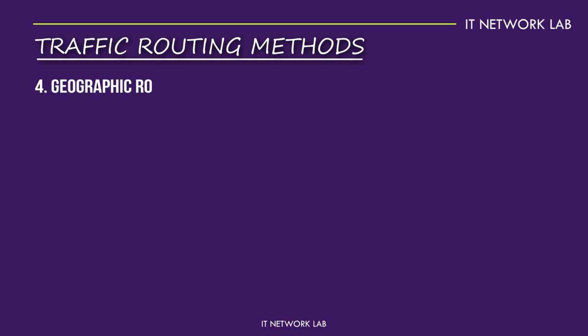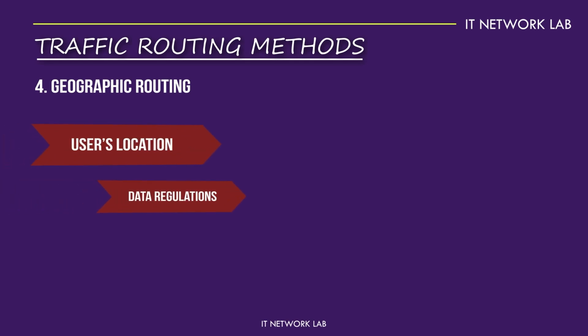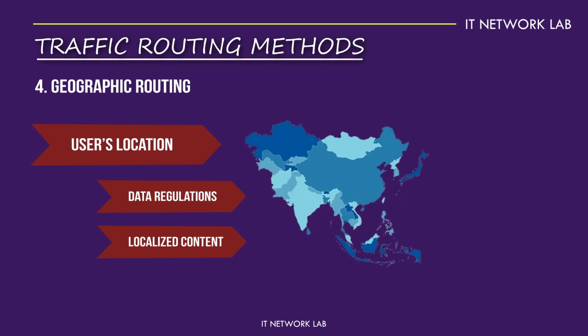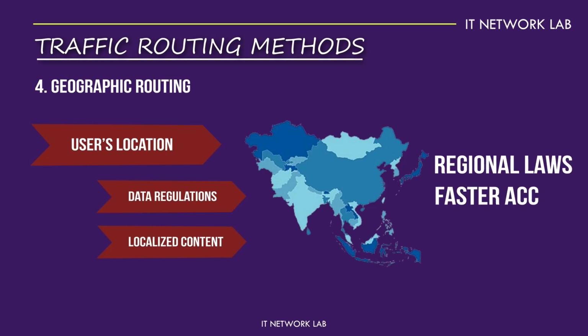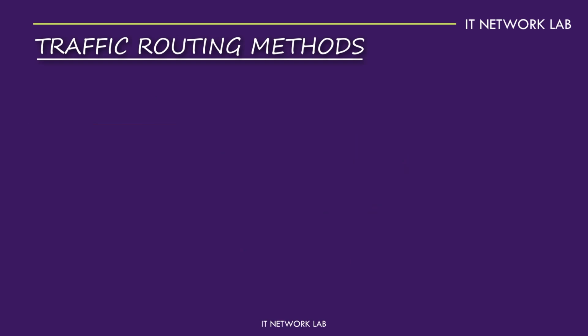4. Geographic routing. Geographic routing directs traffic based on the user's location. This is useful for complying with data regulations and providing localized content. For instance, users in Asia can be directed to servers in Asia, ensuring compliance with regional laws and faster access to content tailored to them.